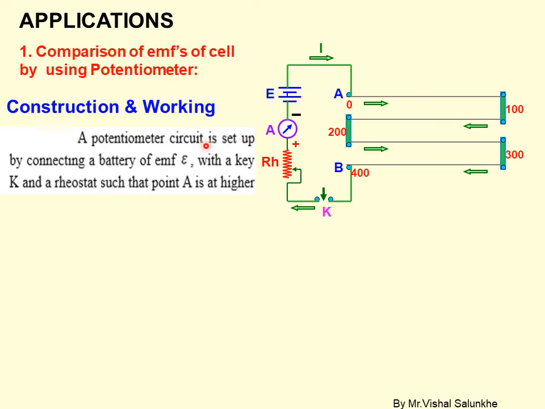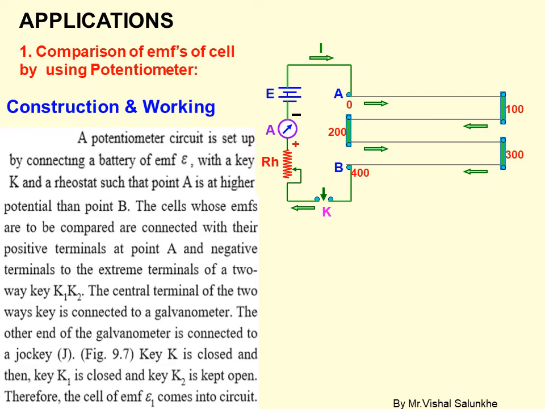The potentiometer circuit is set up by connecting a battery of EMF E with key K and rheostat such that A is at higher potential than B. So as we have discussed in the Wheatstone meter bridge, the potential at A must be greater than the potential at B. Then only will we slide the jockey over the manganin wire and get some potential drop across it.